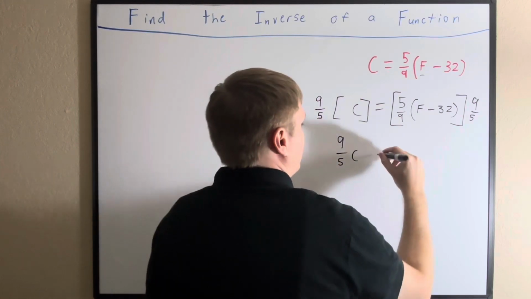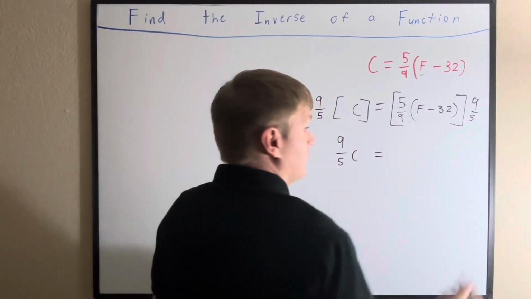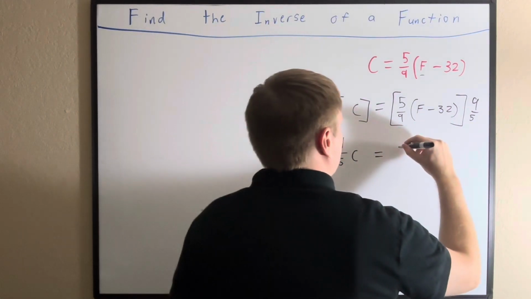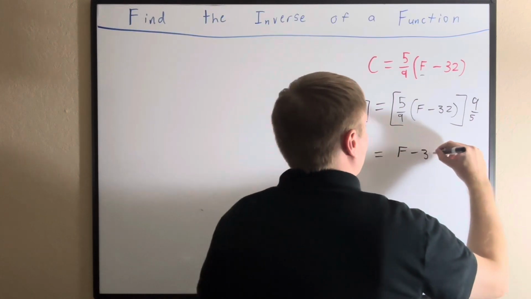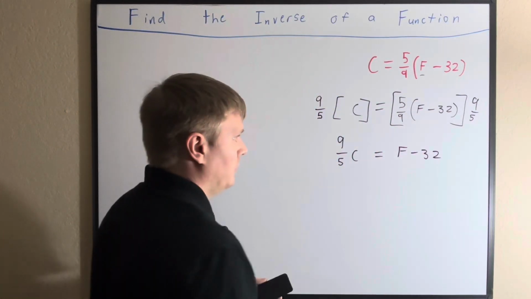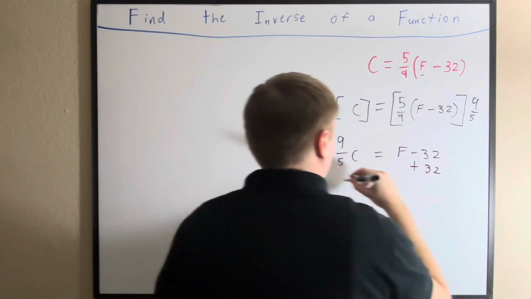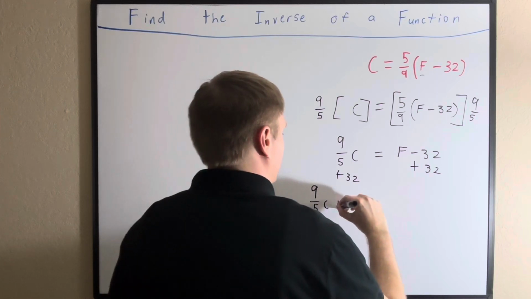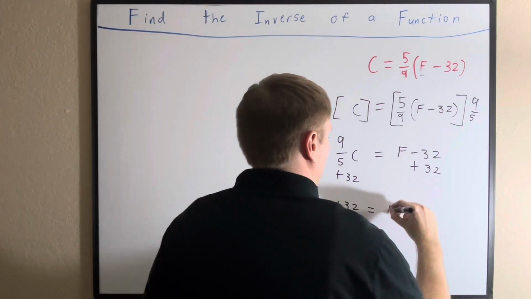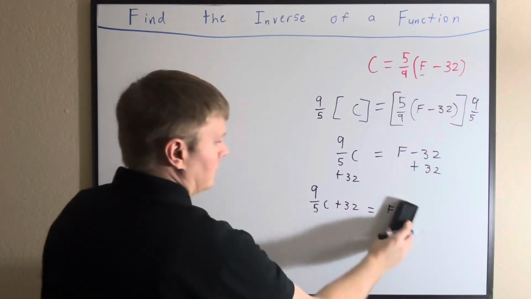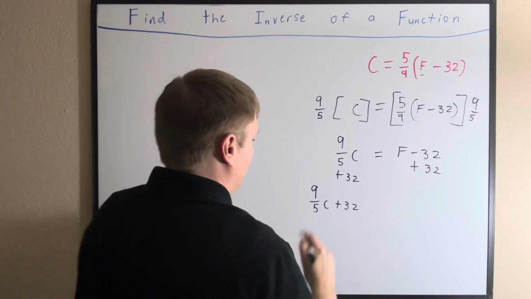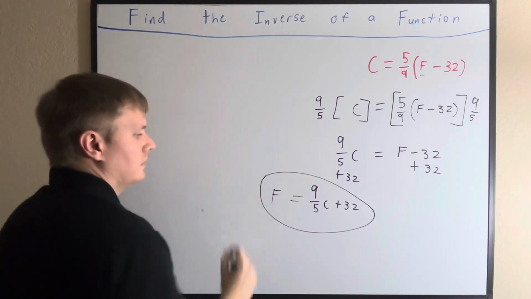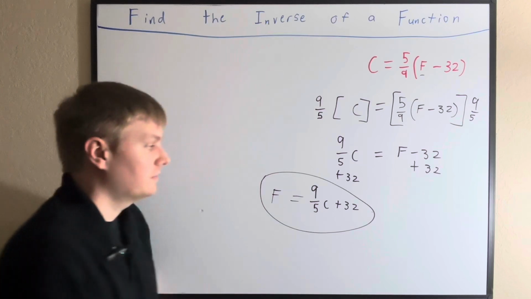Yeah, you've probably done this before in science class. You didn't realize you were doing an inverse function here, or finding the inverse function. And we're left with F minus 32. What do we do next? Add 32 to both sides. And we're left with 9/5 C plus 32 equals F. And you can go ahead and put that equal sign on the other side. And there's your equation for finding Fahrenheit when you're starting from Celsius.